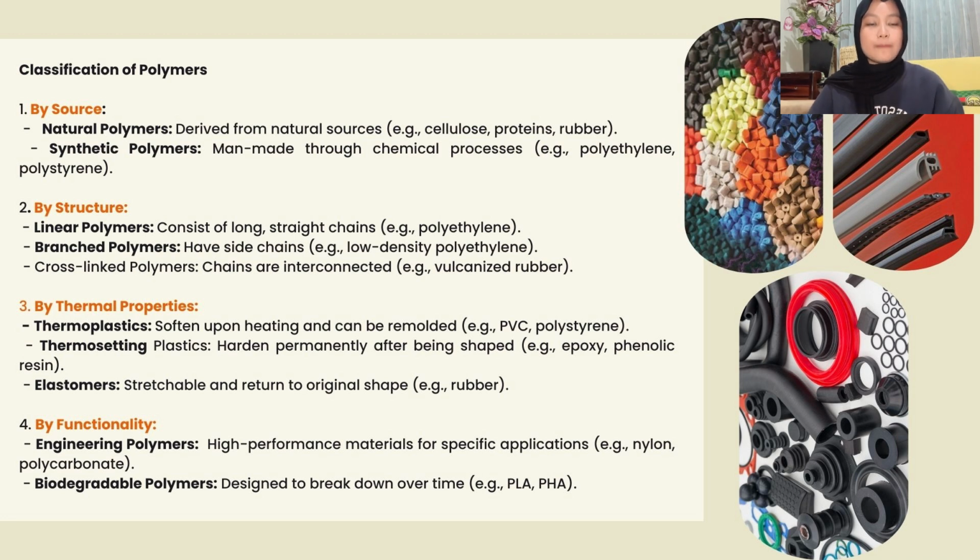And the last is by functionality. There are two types of polymers in here. The first one is engineering polymers. They are high performance materials for specific applications like nylon and polycarbonate. And the second is biodegradable polymers. They are designed to break down over time like PLA and PHA.